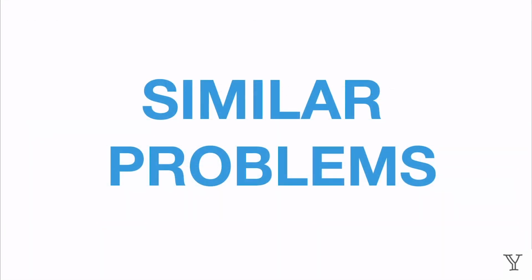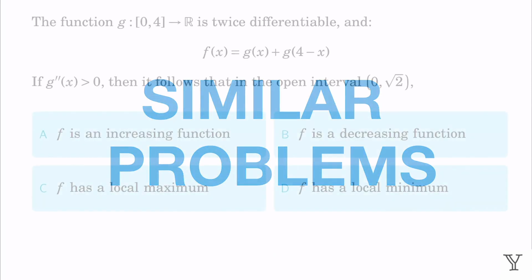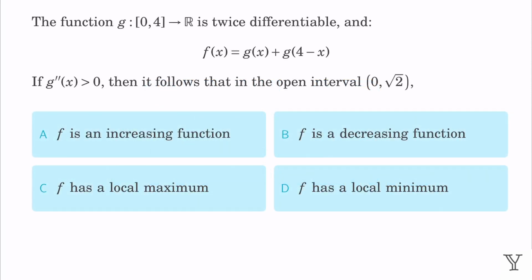Let's try to solve some similar problems to make sure that we understand the concepts involved in this problem deeply enough. In our original problem, we were concerned with the interval 0, root 2. And we saw that the answer to that problem was option B, f is a decreasing function. Let's see what happens if we change the interval from 0, root 2 to the open interval 3, 4. Can you now solve this new problem?